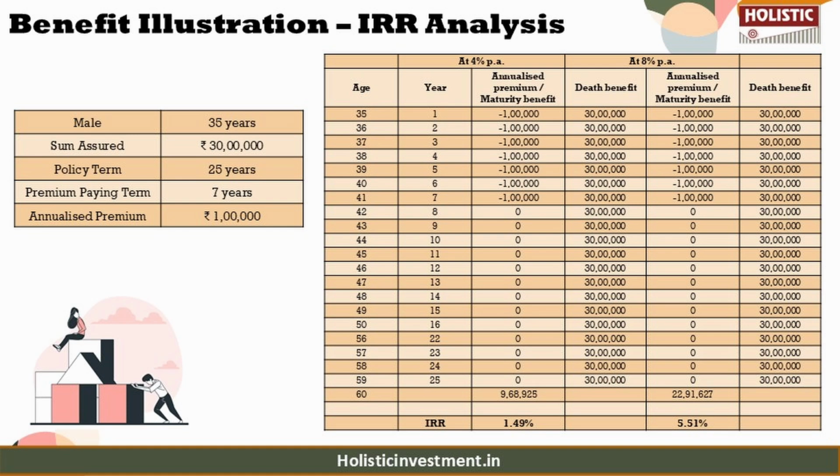So for calculation purpose, let us assume that a 35-year-old male opts for this policy with a sum assured of 30 lakhs, an annual premium of 1 lakh, a policy term of 25 years, and a premium payment term of 7 years. So here we have depicted the future return assumptions at 4 and 8% per annum.